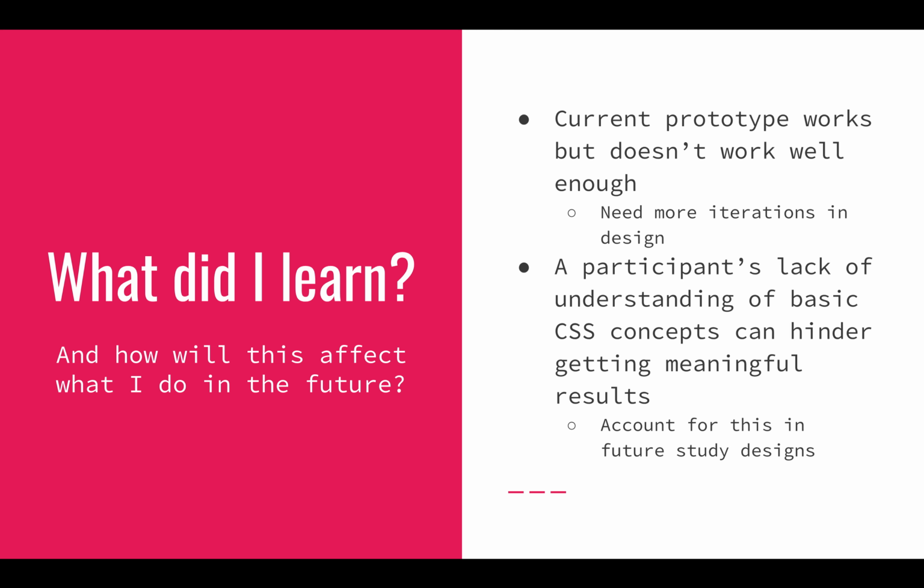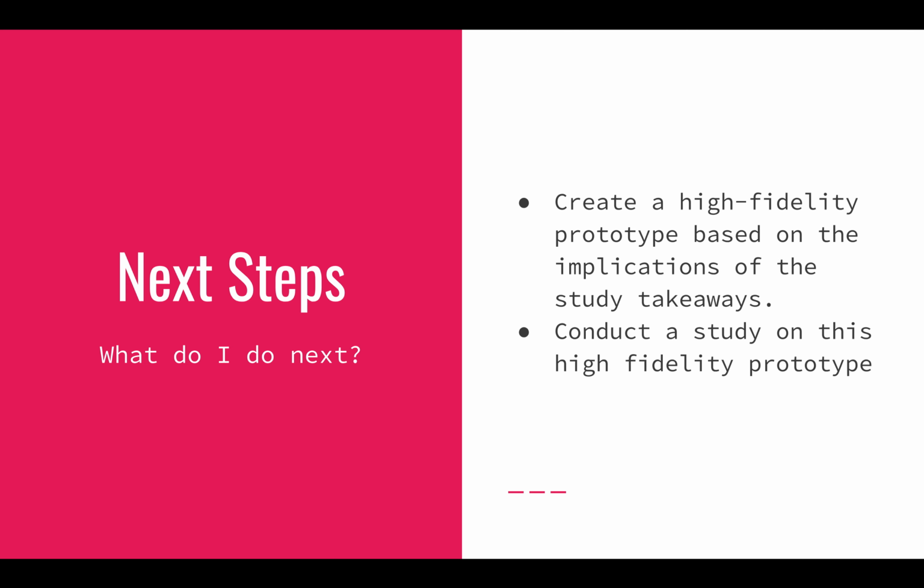So what did I learn? I learned that the current prototype works, but it doesn't work well enough, and I should go through some more iterations in its prototype design. I also noticed that a participant's lack of understanding of CSS can really hinder getting good results, and I need to account for this in future study designs. For the next steps, I'm planning to create a high-fidelity prototype based on the implications I got from the study takeaways, which I mentioned before, and then I want to conduct a study on it.